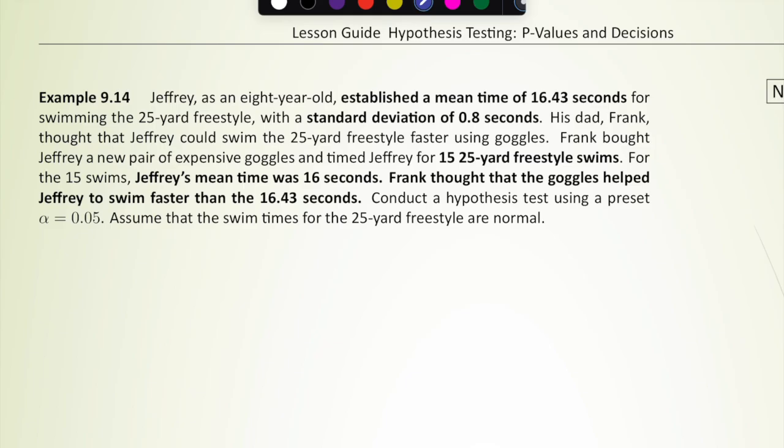Jeffrey, as an 8-year-old boy, established a mean time of 16.43 seconds for swimming the 25-yard freestyle. So that's his average, with a standard deviation of 0.8. Now, he established that, right? So this right here is going to be my population mean. This thing here is going to be my population standard deviation. Notice that it does not say that that's the standard deviation of a single sample of times. It's the established standard deviation. So that's sigma. These are population parameters.